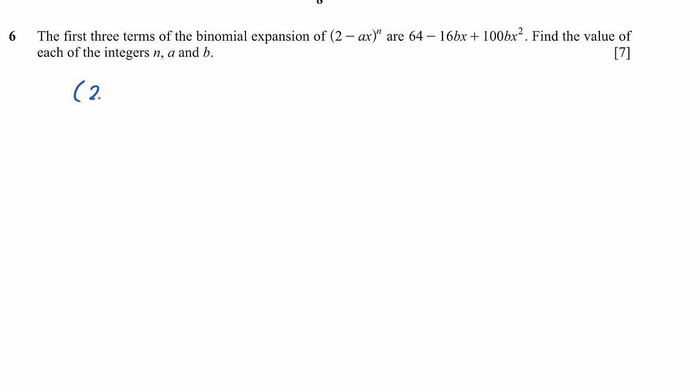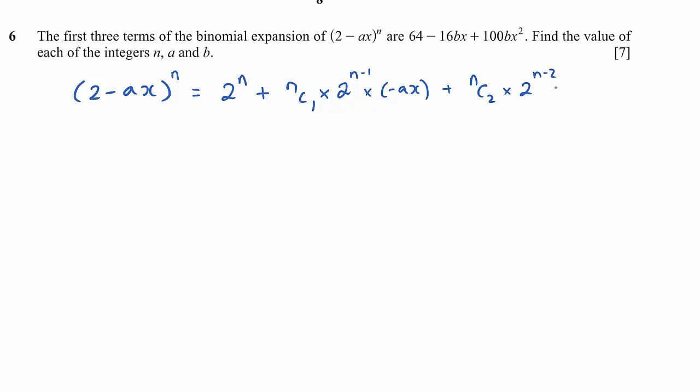So we've got (2 minus ax) to the n, and that would start with 2 to the n. Then we would have, sorry, that would be a plus, n choose 1, multiplied by 2 to the n minus 1, and then multiplied by negative ax, and then we would have n choose 2 times 2 to the n minus 2 multiplied by negative ax squared.